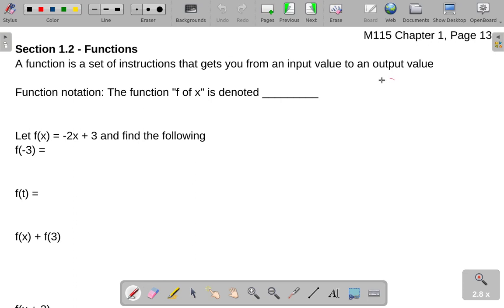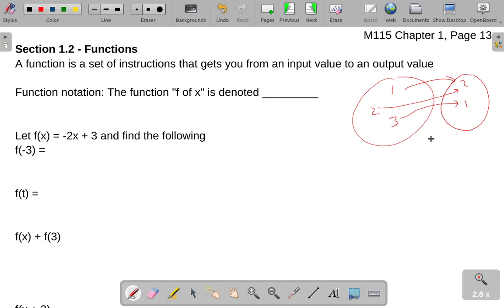So a function can be something as simple as saying, if you have a 1, you go to a 2. If you have a 2, you go to a 2. If you have a 3, you go to a 1. This could be considered a function. Your possible input values are 1, 2, and 3. Your possible output values are 1 and 2. There doesn't need to be any sort of relation between them.